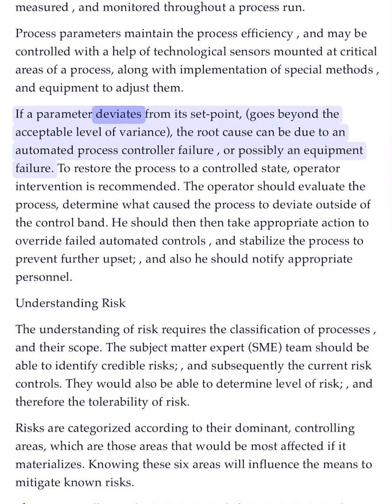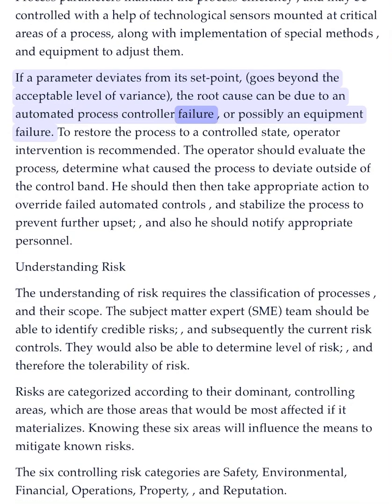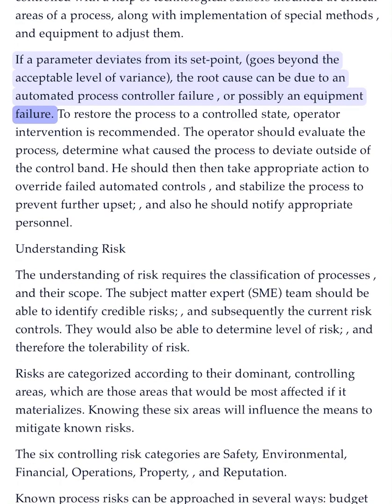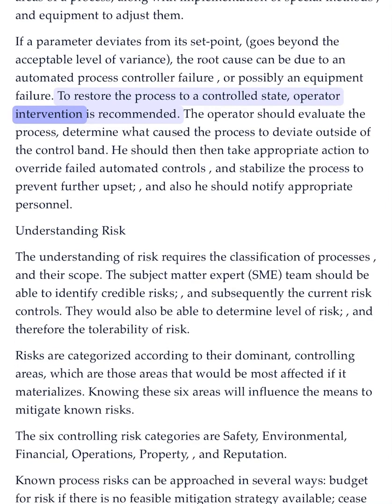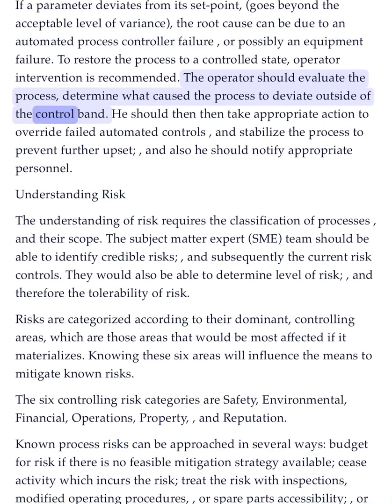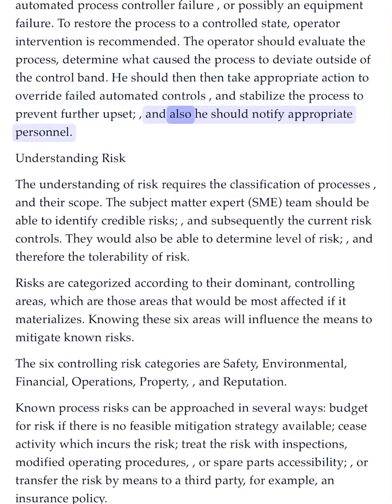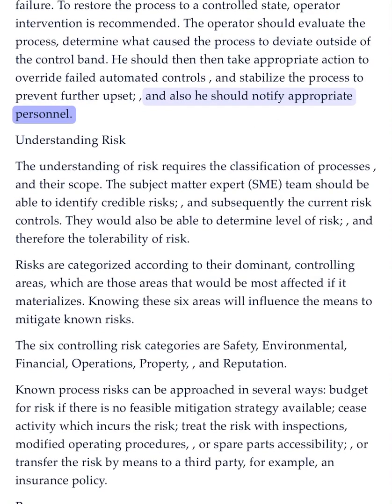If a parameter deviates from its set point, goes beyond the acceptable level of variance, the root cause can be due to an automated process controller failure, or possibly an equipment failure. To restore the process to a controlled state, operator intervention is recommended. The operator should evaluate the process, determine what caused the process to deviate outside of the control band. He should then take appropriate action to override failed automated controls, and stabilize the process to prevent further upset, and also he should notify appropriate personnel.